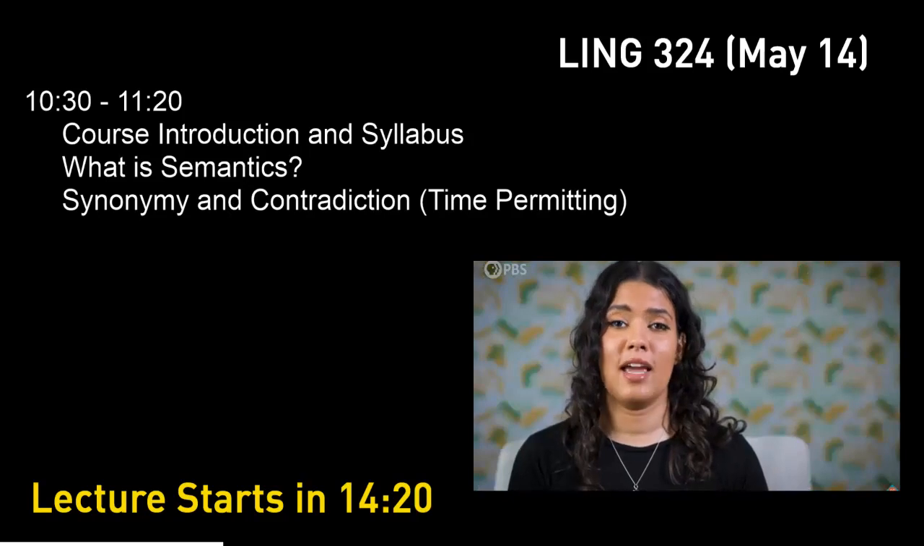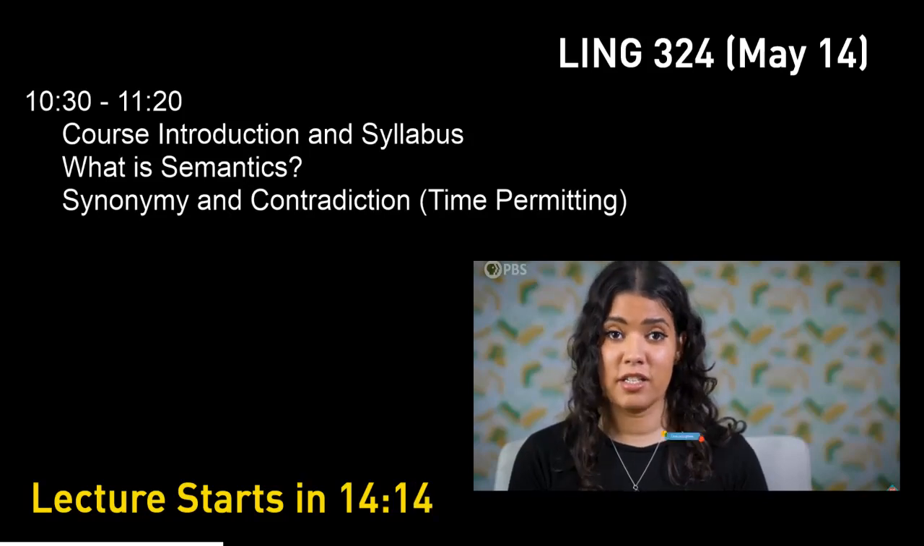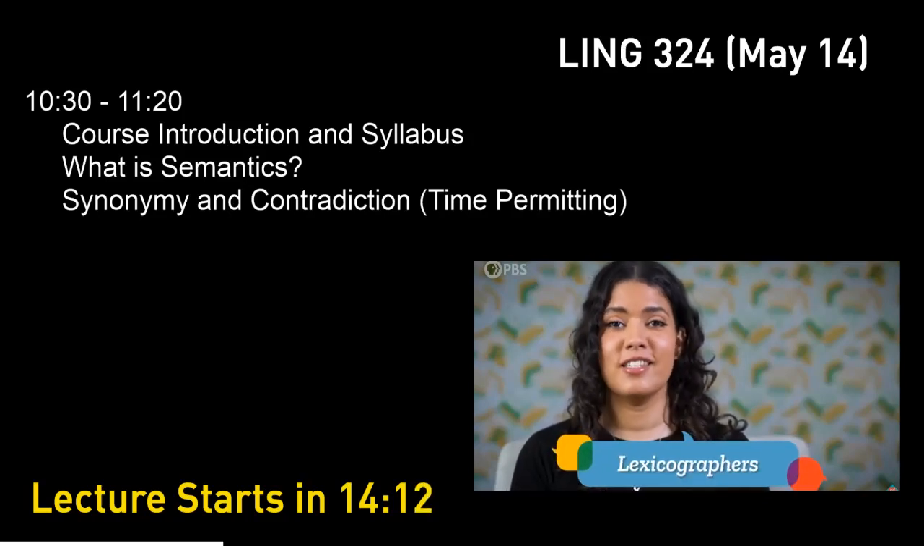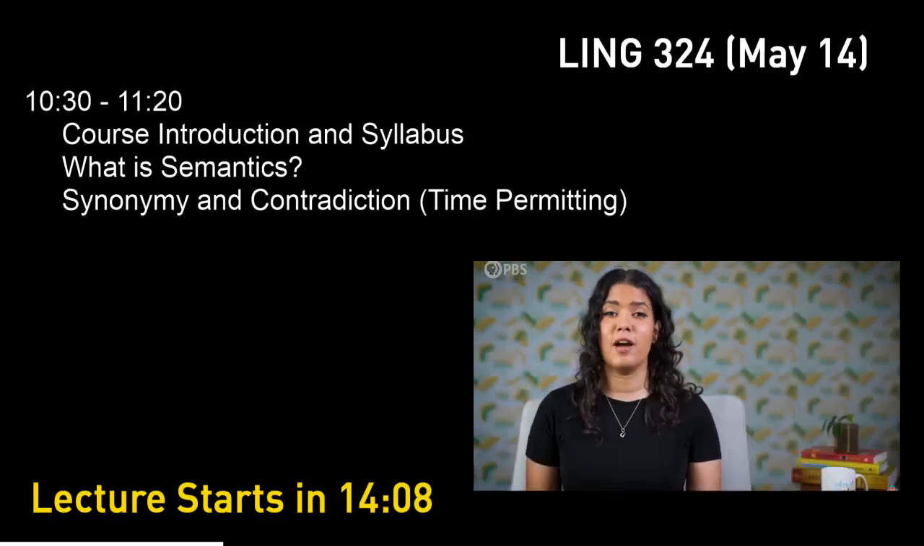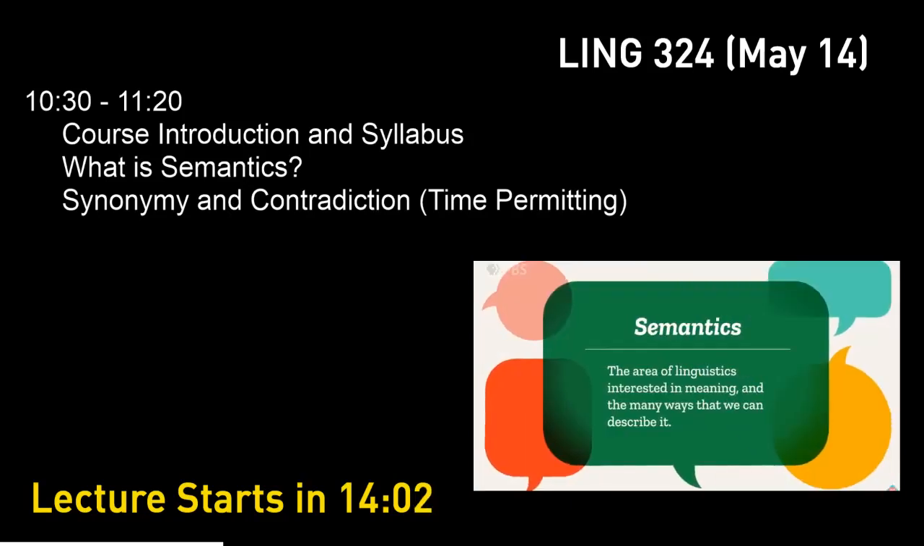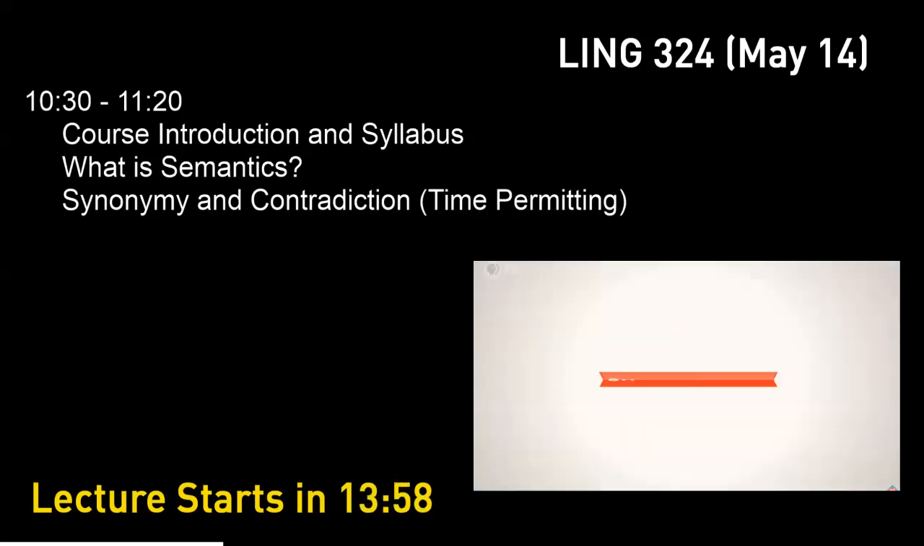The first problem with relying on a dictionary to give a word meaning is that dictionaries are made by people. And the people who write dictionaries, called lexicographers, still need some other way of figuring out what words mean. The second problem is that writing a definition isn't always the most effective way of pinning down the meaning of a word. The area of linguistics interested in meaning and the many ways that we can describe it is semantics.